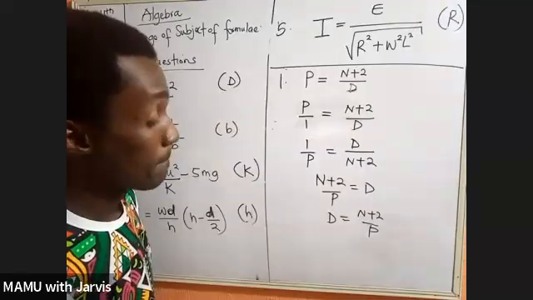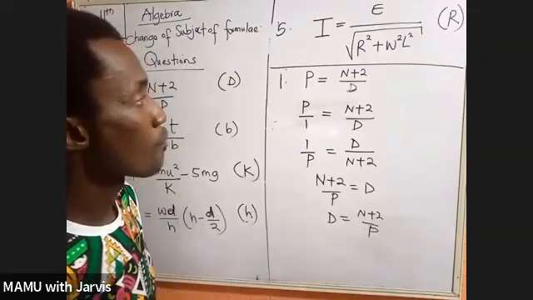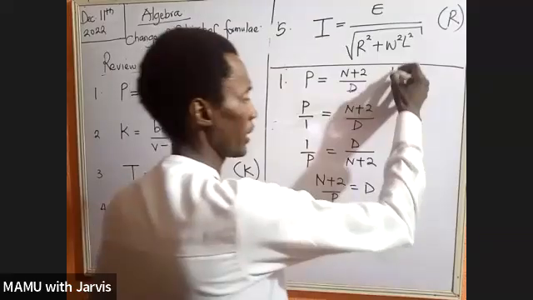Wait, can you, I have a question. Can you say that it could be D equals P parentheses N plus 2? D equal to what? D equals P parentheses N plus 2. No, the P will divide both N and 2. No, but like, what if in the original equation, since the one on the right is division, you can just multiply it by the P and then just bring the D to the right.